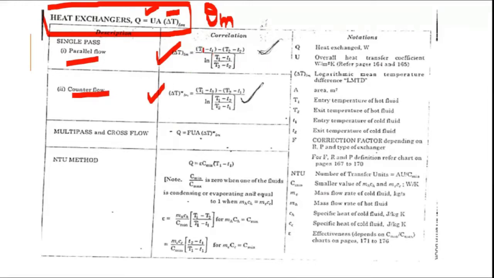For them, this capital T is temperature for the hot fluid. T1 is inlet temperature, T2 is outlet temperature, or here they have written as entry and exit temperatures. Small t is the representation for cold fluid. So small t1 is the inlet temperature, small t2 is the outlet temperature. These temperatures we had written as TH1, TH2, TC1 and TC2.